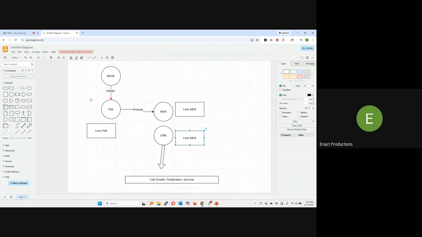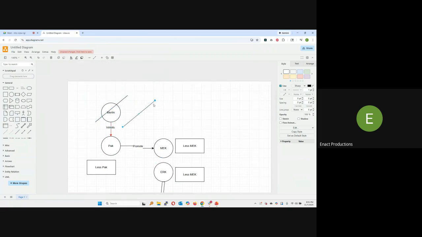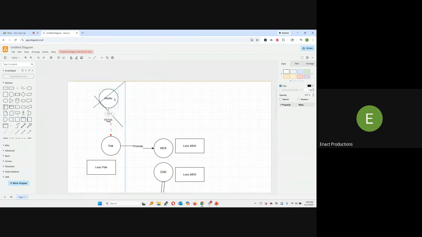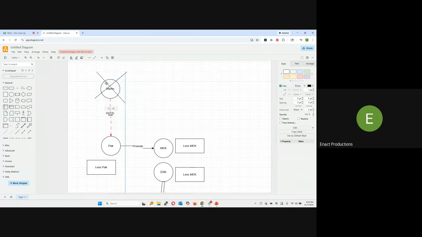Now, conversely, if Merlin is broken, so we're going to put a big old X through Merlin. Merlin died. Sorry, King Arthur. We are killing Merlin. So your inhibitor is no longer effective. I'm going to change it from this solid line to this kind of sad dotted line. It's not there anymore. Okay. A little bit more clear. So you have this sad dotted line.